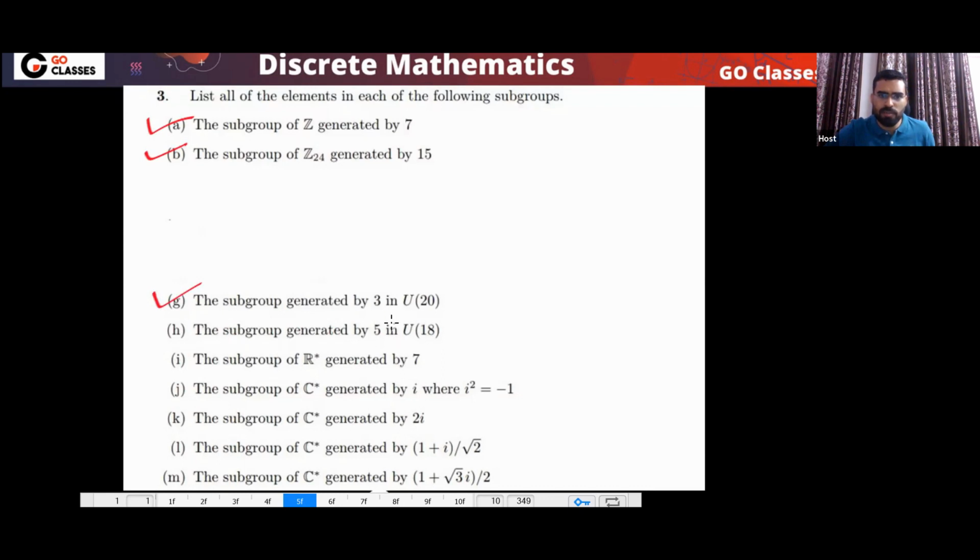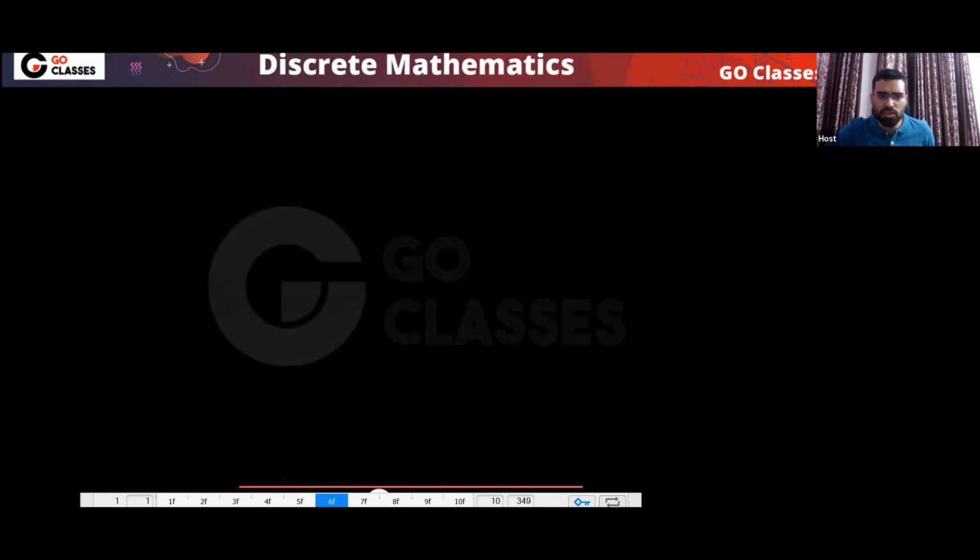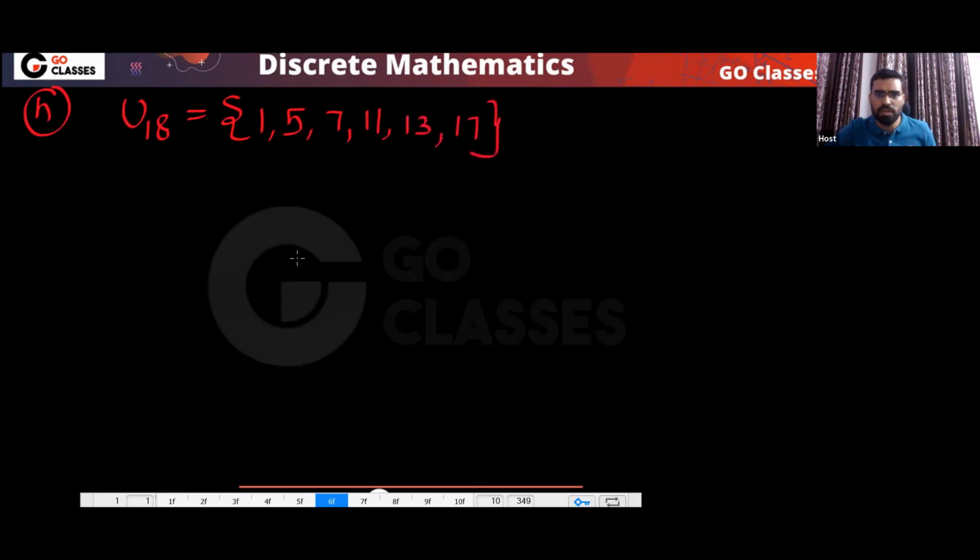The subgroup generated by 5 in U18. Did you do this? In this U18, this question number H. So you have U18. First of all, what is U18? That is 1, 2, 3, 4, 5, then 6, 7, 8, 9, 10, I think 11, and then 13 and 17, right? This is U18, correct?